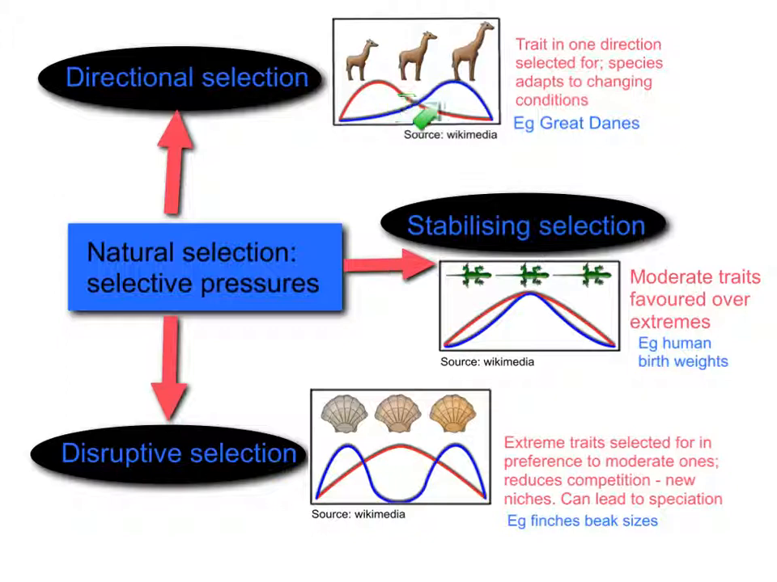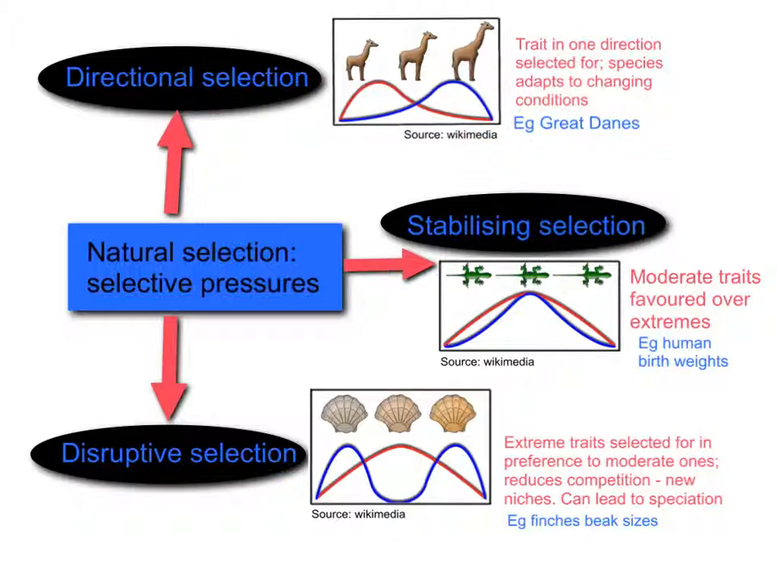So the red is the beginning one, the original population, and blue will be the distribution of that allele frequency over time, the after effect. So in this case, if this taller giraffe is more likely to survive, it will go on to reproduce, and therefore the offspring will inherit the taller alleles. Therefore, you get this movement of the population in one direction. Okay, so that is called directional selection.